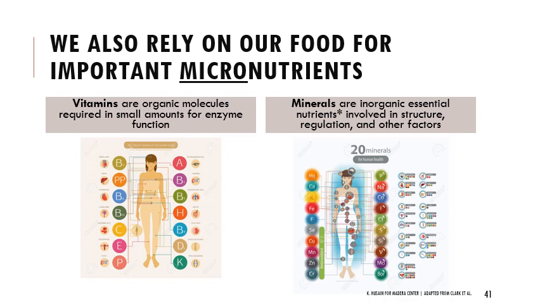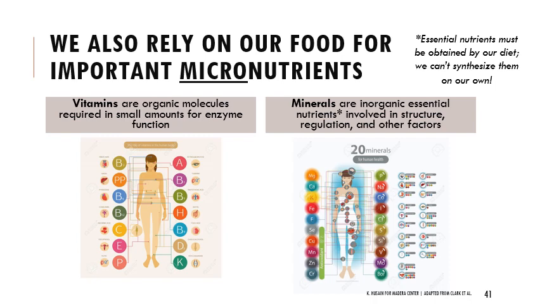So in addition to macronutrients, we also get micronutrients from our food. Vitamins are organic, minerals are inorganic, and we need them both in small amounts, which is why they're called micronutrients. Some of these are essential nutrients, meaning that we can't synthesize them in our bodies. We have to get them from our diet. So a lot of these are involved in the chemical reactions that take place in our body. A lot of minerals are stored in our bones, and so these might be important as coenzymes or as part of different biochemical reactions.